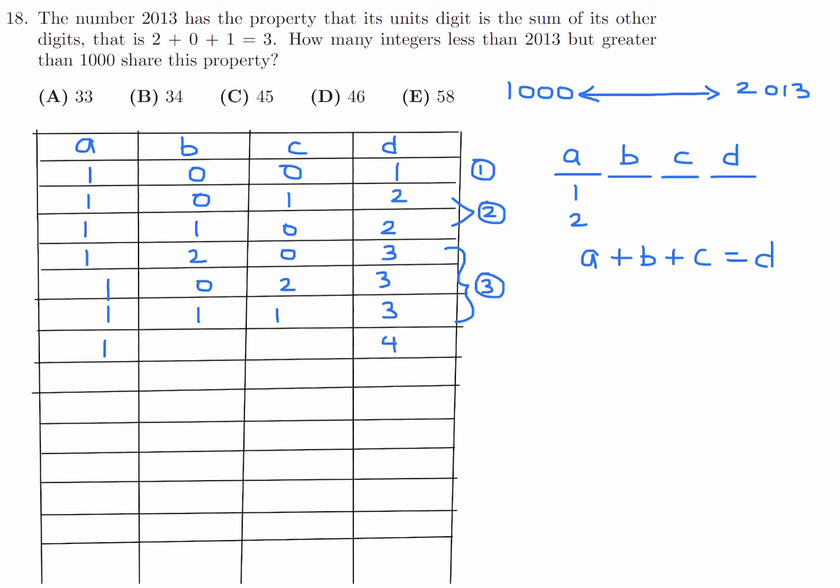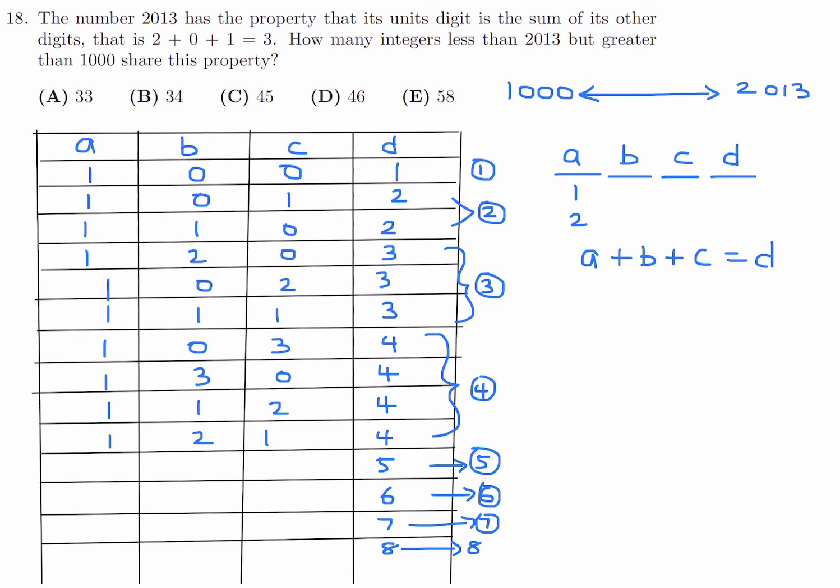When D is 4, I've got a few other ways. 0, 3, 3, 0. I've got 1, 2, and I've got 2, 1, like that. So when D is 4, we've got 4 ways. And similarly, you'll notice that when D is 5, there's 5 ways. When D is 6, there's 6 ways, and so on, right? When D is 7, there's 7 ways. When D is 8, there's 8 ways. When D is 9, there is 9 ways. And that's the highest D can be.